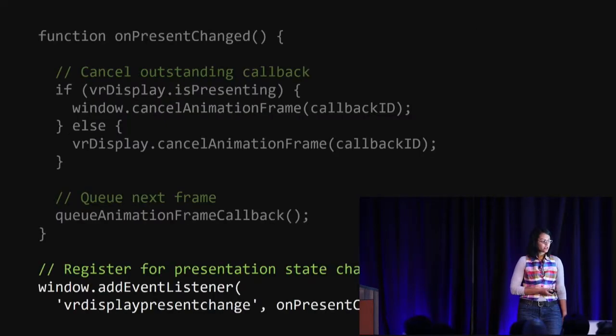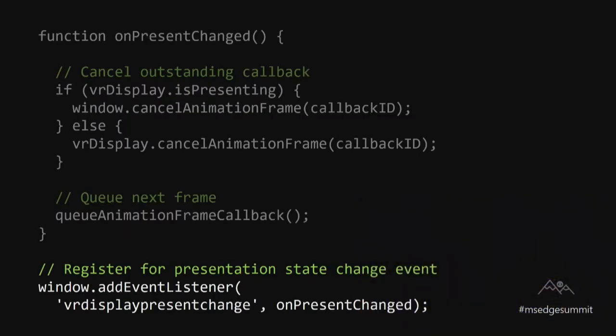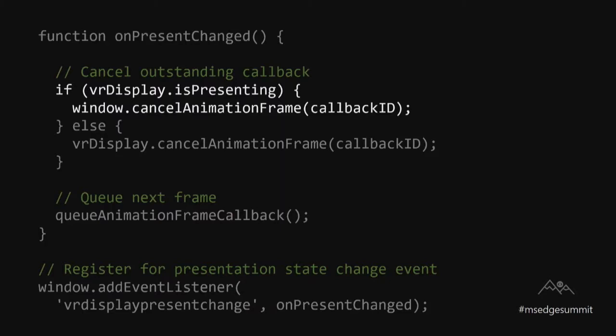And as such, you'll want to register for the VR display present change event. And in response, you'll want to cancel the window callback when you actually enter displaying to the headset, and vice versa, cancel the display's animation frame callback when exiting from presentation mode. And then go ahead and queue that callback. This helper function will make sure you get the right one.